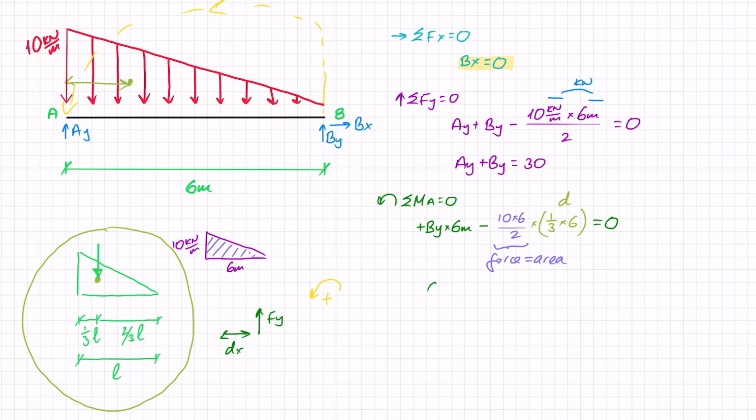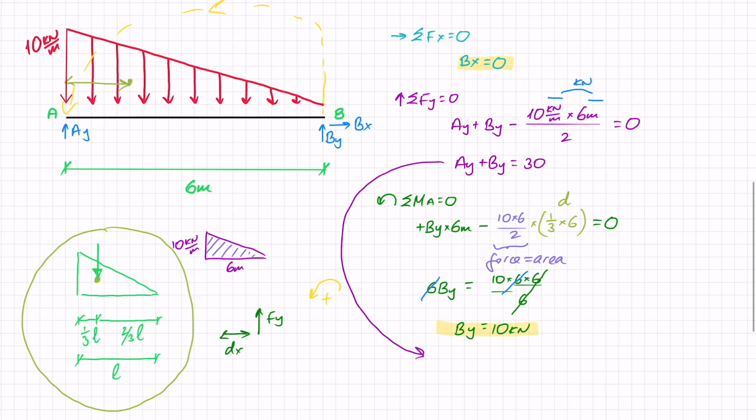So here we get that 6 By equals 10 times 6 divided by 6. I see that these two 6s go, and I can also divide this 6 with this 6, and I end up with By equals 10 kilonewtons. Once I have that, I can go back to my previous equation and say that Ay equals 30 minus By, and that is 30 minus 10, so Ay equals 20 kilonewtons.